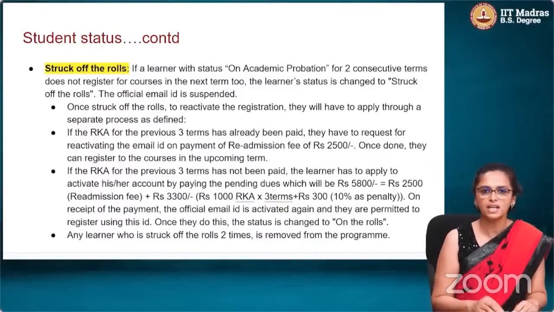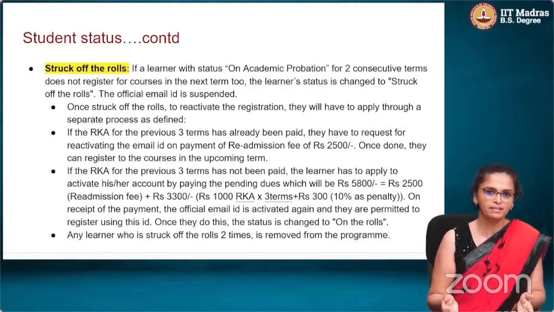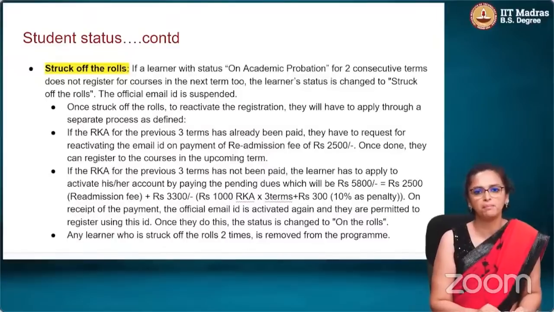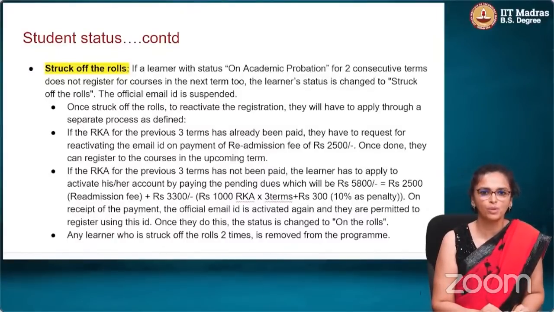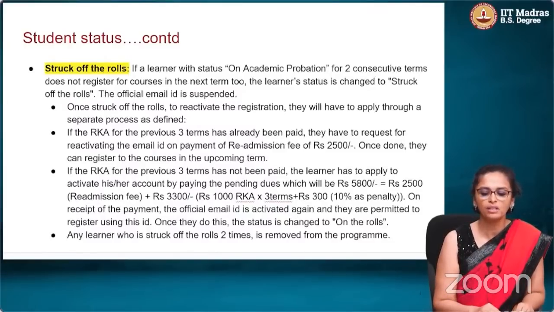So the official email ID is suspended, like I said, and to reactivate the registration, maybe for 3 terms you have done this, but in term 4 now you want to come back and do some courses in the program. You have to inform the team, who will reactivate your email ID, and you can start registering for courses.